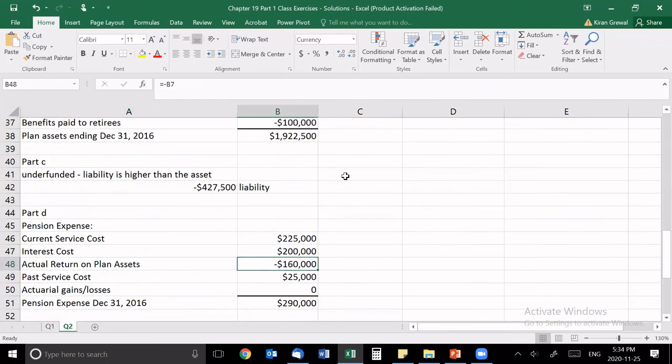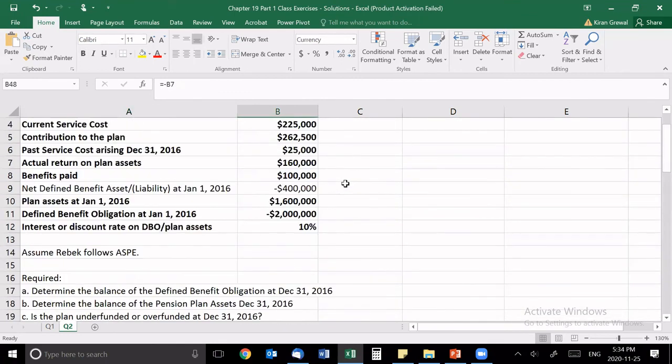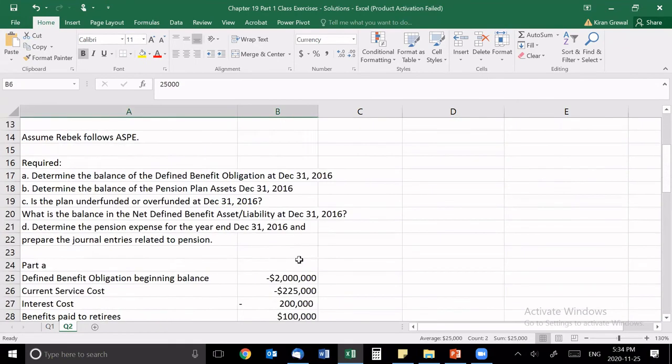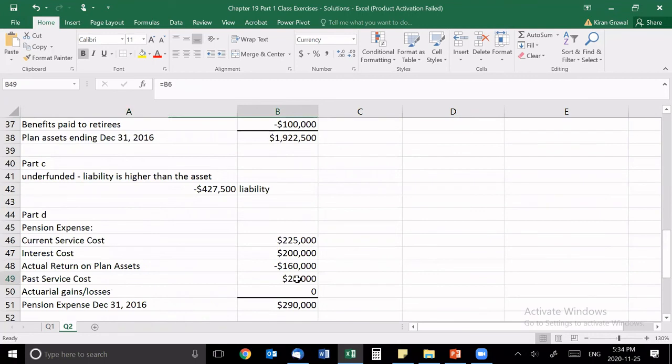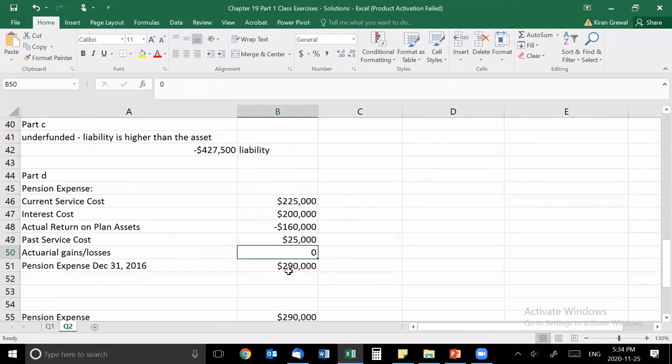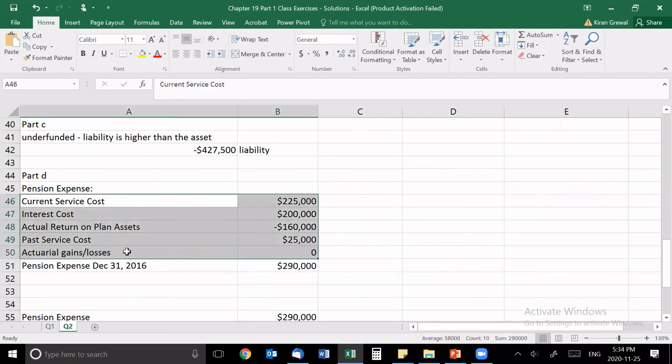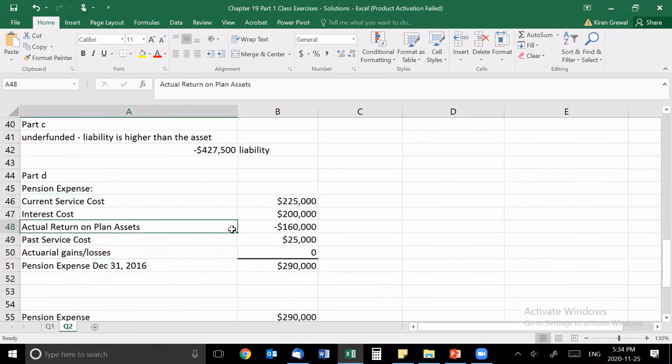We're going to add our past service costs. We already know that from the first question. That was $25,000. And we don't have any actuarial gains and losses. So if we add everything up, we get $290,000 as our pension expense for the year. Those are 5 elements, but we only had 4 because we didn't have any actuarial gains and losses. And just remember that actual return on plan assets gets subtracted from your pension expense.